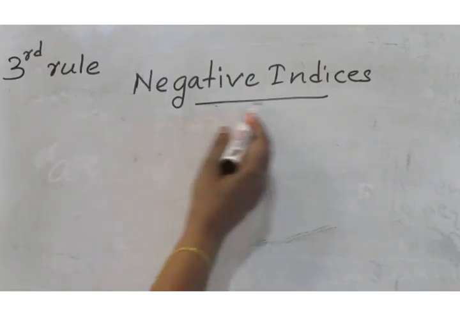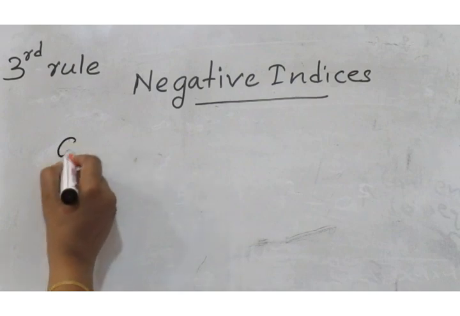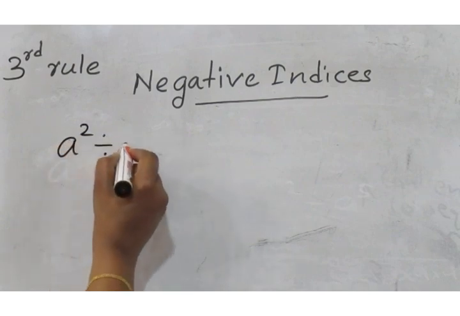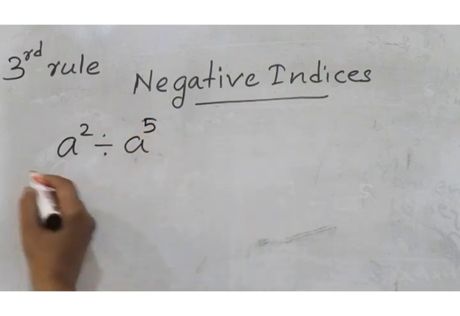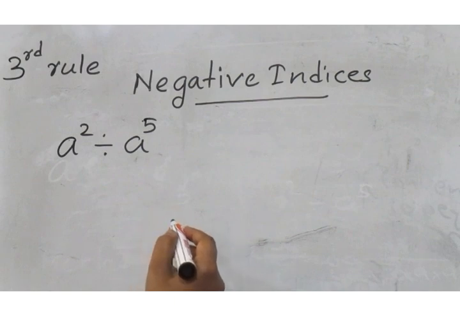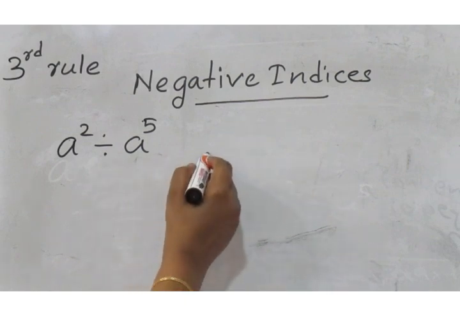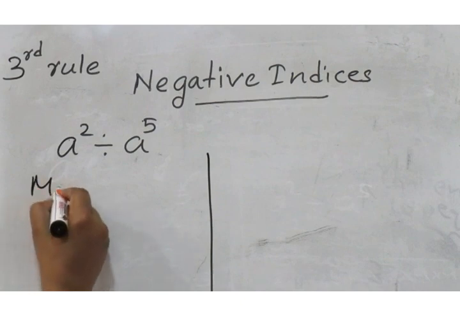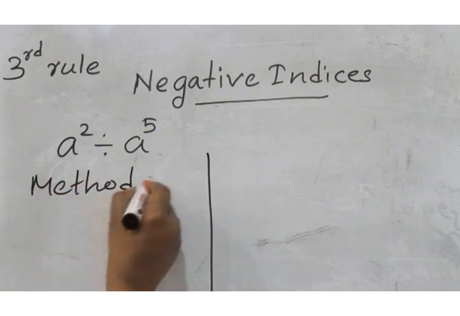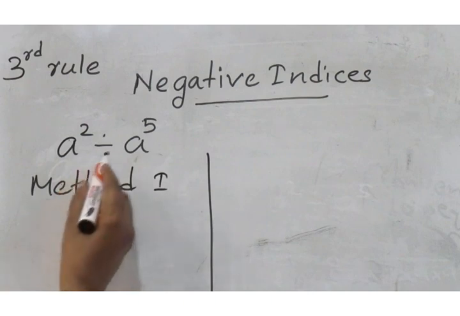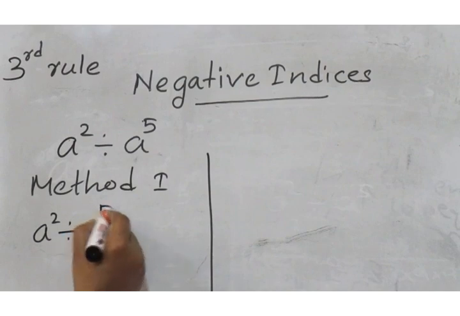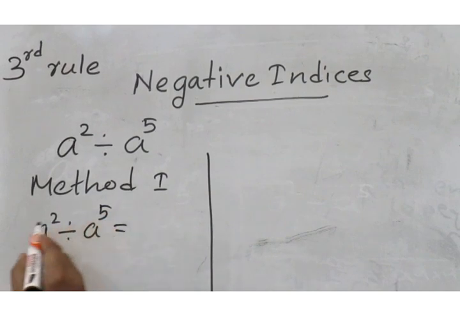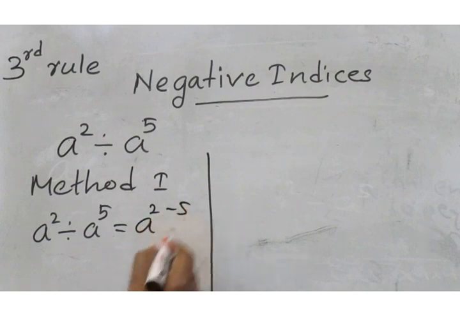The next rule of indices, that is negative indices. Now see this expression: a to the power 2 divided by a to the power 5. Now this expression can be simplified in two methods. See method 1. Here using the second rule, division of two equal powers, do subtraction here, then the answer is a to the power negative 3.